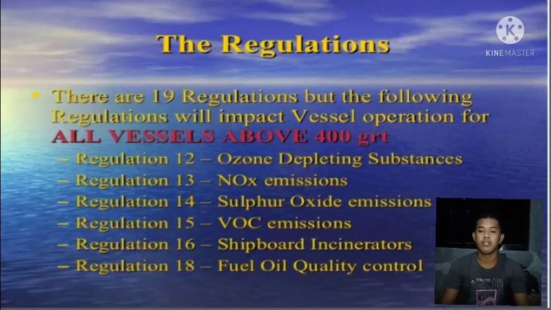There are 19 regulations, but the following regulations are the ones covered: Regulation 12, Regulation 13, 14, 15, and 16, and the last is 18. Regulation 12, ozone depleting substances, Chapter 3, requirements for control of emissions from ships, prohibits any deliberate emission of ozone depleting substances, including those from equipment containing them.